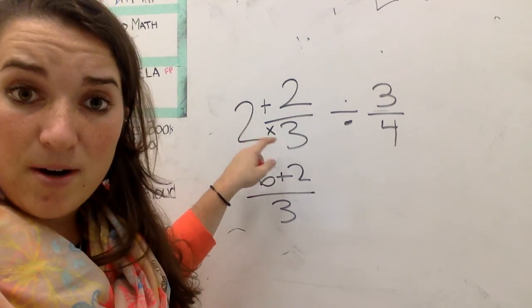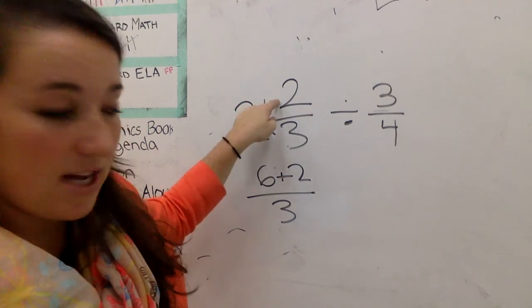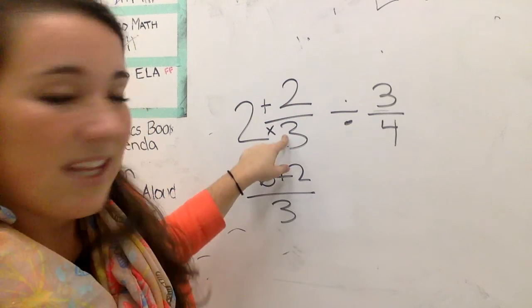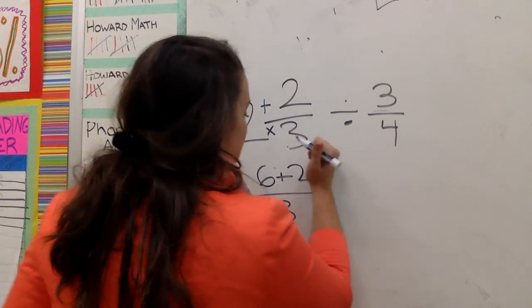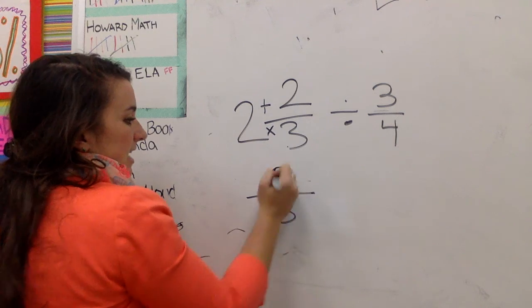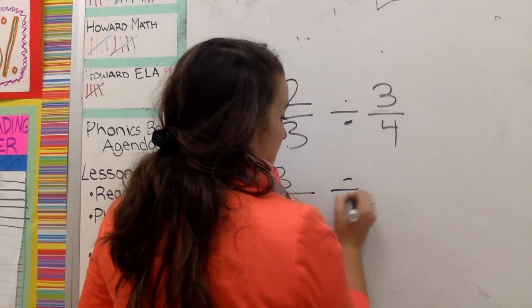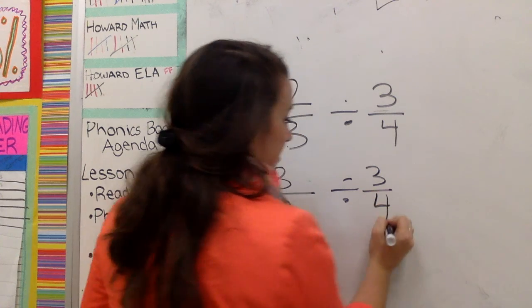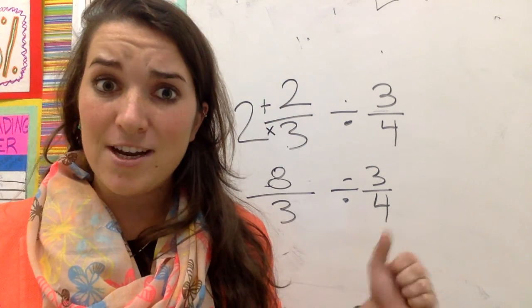We multiply the whole number by the denominator, and then we added the numerator. So 2 times 3 plus 2, 6 plus 2. Keep your denominator the same, which equals, I'm just going to rewrite this, 6 plus 2 is 8. So now we're just going to rewrite the whole thing because our other number is a fraction. All right, now I have 2 numbers that are fractions and a division sign.